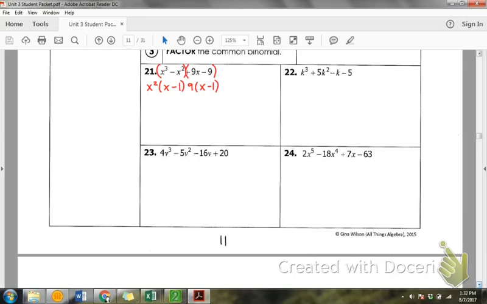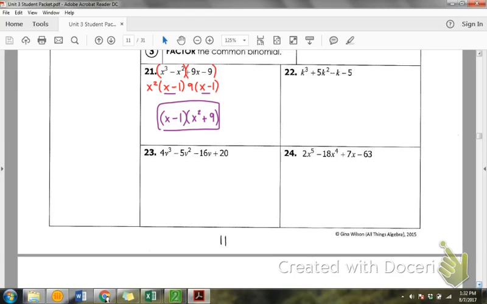So remember, if they have the same thing in parentheses, I write that 1 time. And then whatever we pulled out, we're going to write that in the other parenthesis, x squared plus 9. Now, what if that was x squared minus 9? We'd have a difference of squares and we would factor again, right? But it's plus, so I am finished. I don't need to do anything else. Okay, let's look at 24.